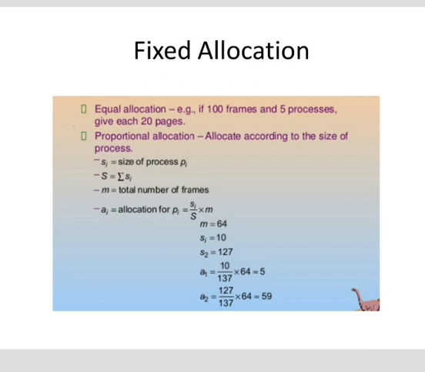Fixed allocation means it has an equal allocation. For example, if there are 100 frames and 5 processes, then give each 20 pages. And proportional allocation allocates according to the size of the process. So Si is the size of process Pi. S is equal to the summation of Si. Now what is m? m is the total number of frames.